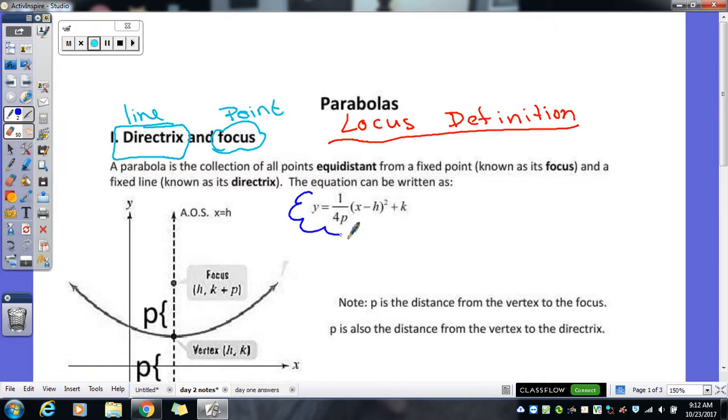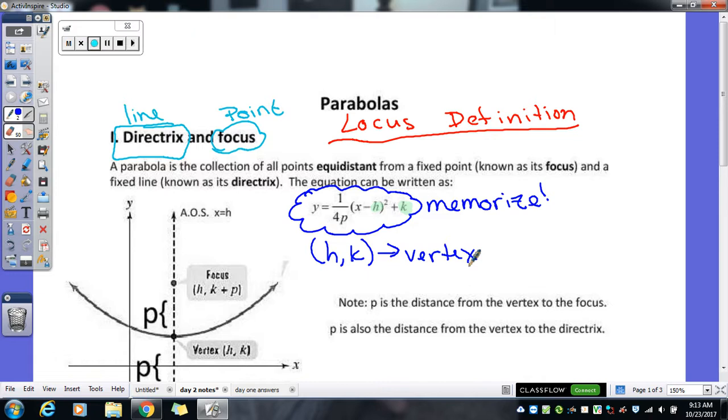So right here is the formula we have to use. You're going to have to memorize that. That's not one they're going to give us. We got to memorize that one. So y equals 1 over 4p times (x minus h) squared plus k. Now h and k, we have been dealing with those before. That's the same exact thing we've had before. (h, k) is your vertex.